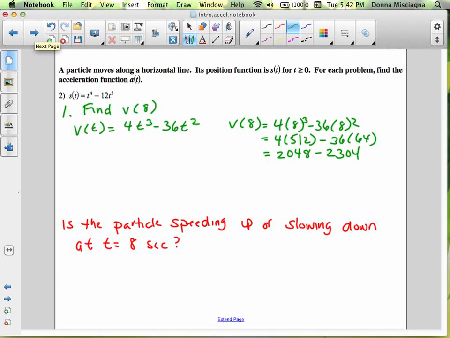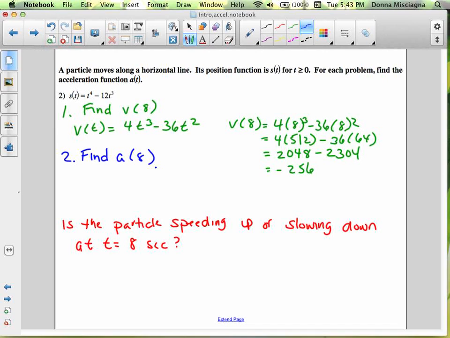So that's going to be negative 256. So we found our velocity. Let's find acceleration now. So find a of 8.